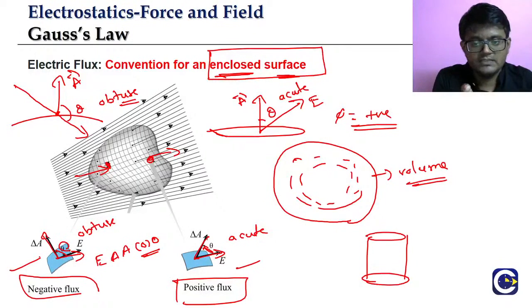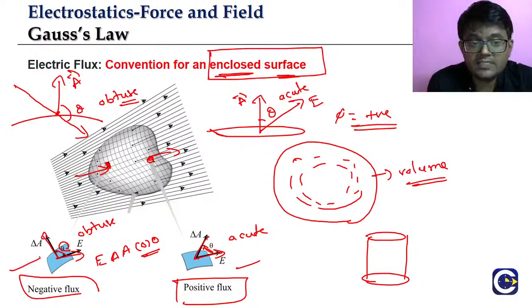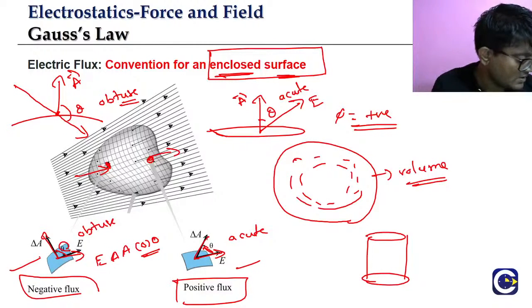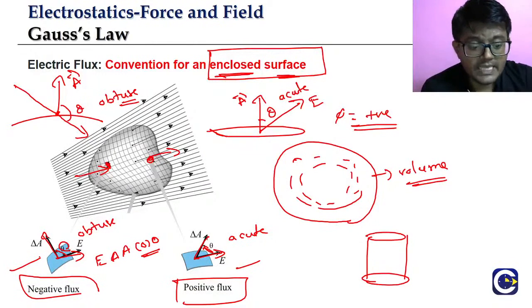We'll see that angle concept, right? Cos theta comes. Theta acute means what? Cos theta will be positive. If the theta is obtuse, then cos theta will be what? Negative. Okay. So that is the convention we use, the convention in the case of flux when we measure with respect to the enclosed surface.